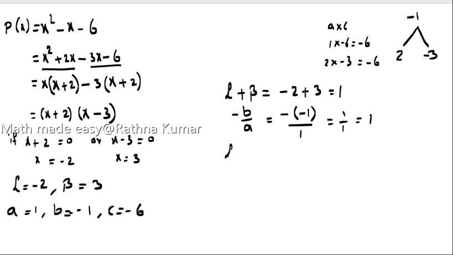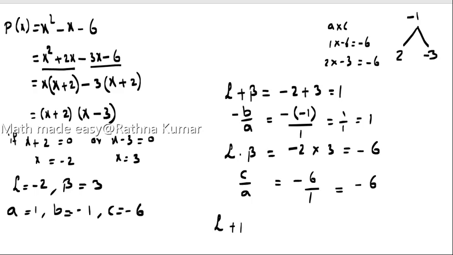Now if you do the product of zeros, minus 2 into 3, that is nothing but minus 6. So if you do c by a, what is c? Minus 6 by a, 1. So this is minus 6. So you can easily say that sum of roots is equal to minus b by a, and product of roots is equal to c by a.